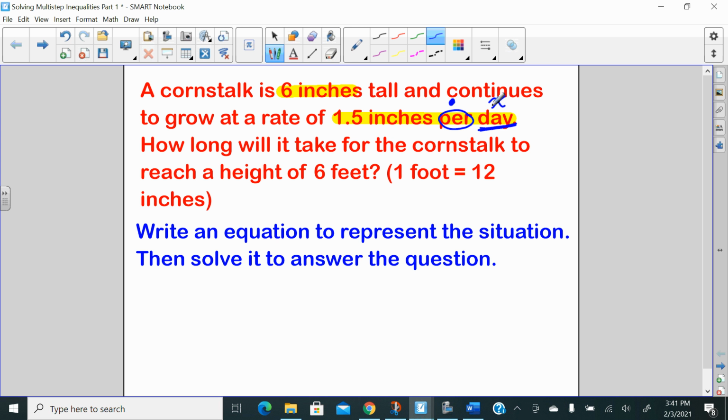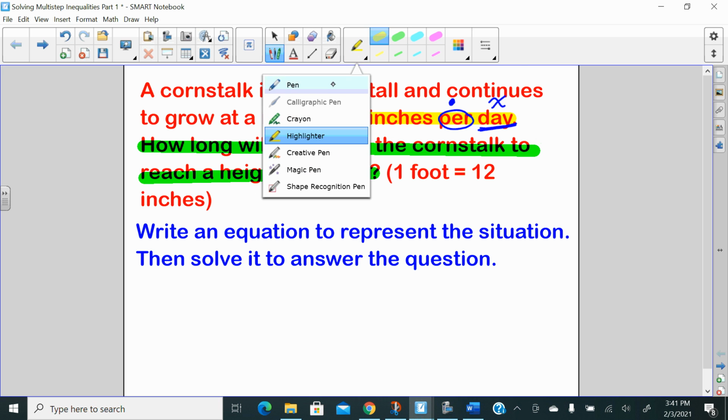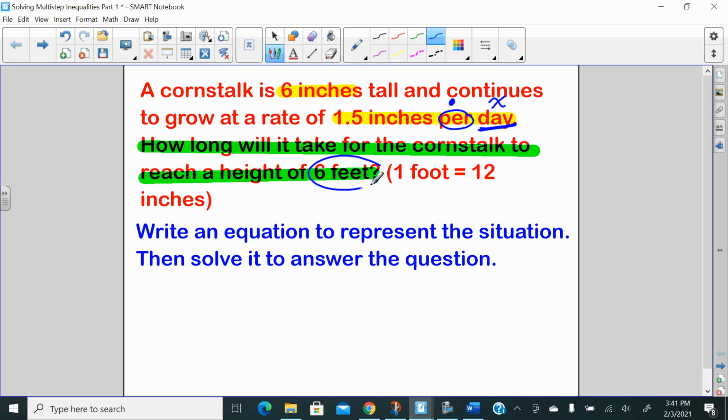How long will it take for the cornstalk to reach a height of 6 feet? Okay, there's the question. How long will it take for the cornstalk to reach a height of 6 feet? And well, there, that's 6 feet. That's what goes on the other side of the equation. That's the equal. Now, at the end of that, we were given a little conversion. 1 foot equals 12 inches.